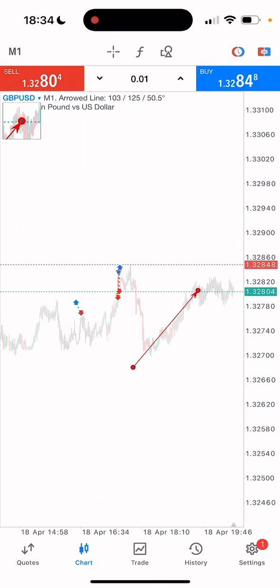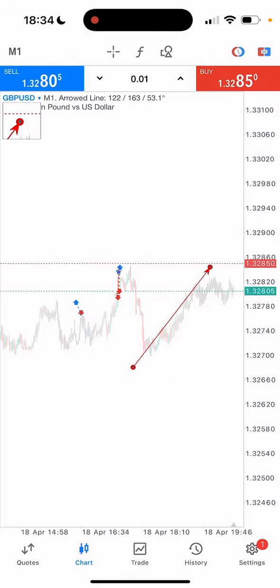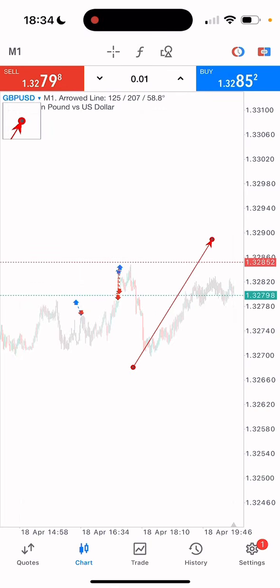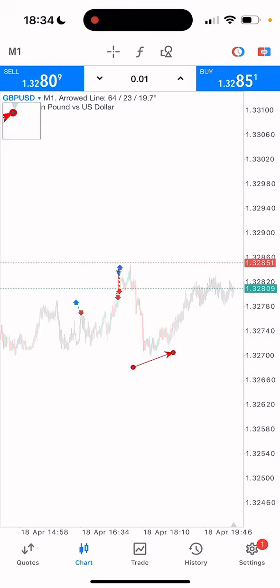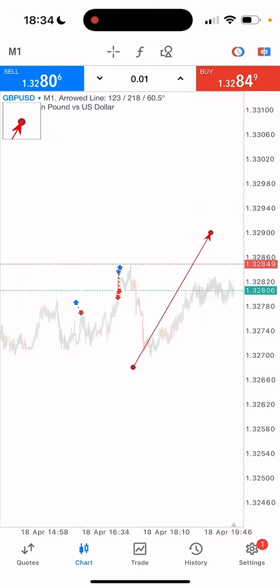Remember, in a buy limit, you know it's a buy limit because the entry price given is lower than the current market price. And in a sell limit, you know it's a sell limit because the entry price given is higher than the current market price. Should I say that one more time? In a buy limit, the entry price given is lower than the current market price. In a sell limit, the entry price given is higher than the current market price.